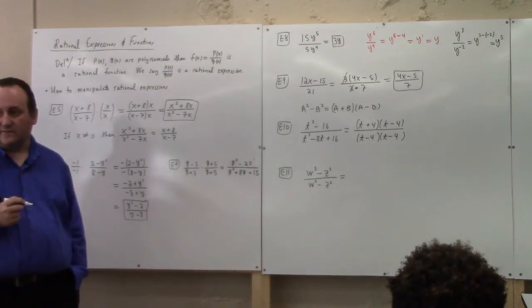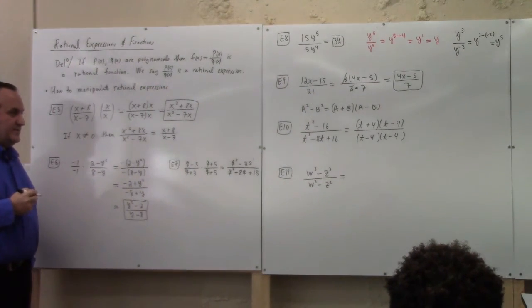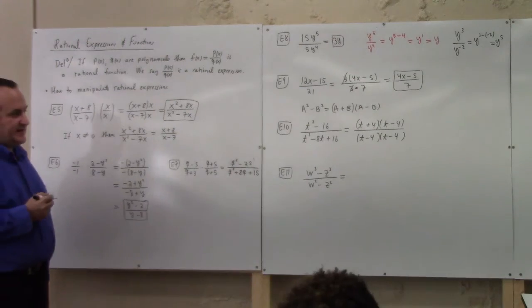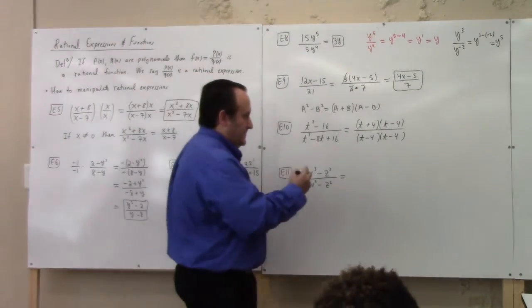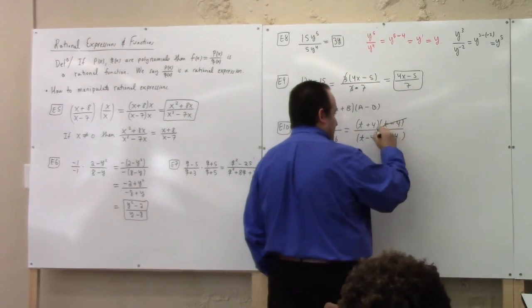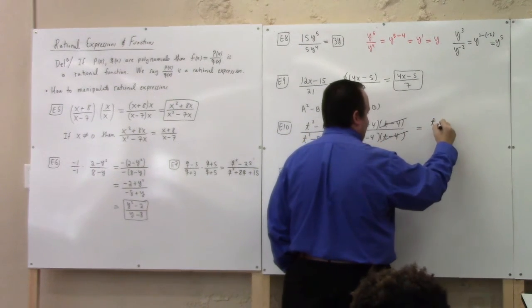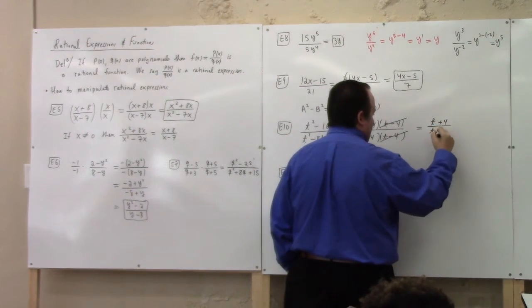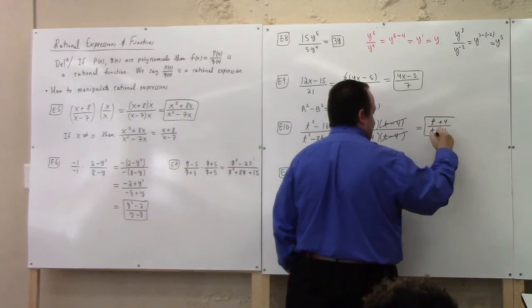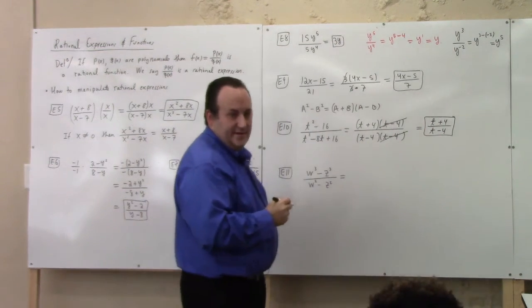Aha, look, so we found the commonality between the numerator and the denominator. What is it? It is t minus 4, right? So we cancel these, and what do we get? t plus 4 over t minus 4, and that is the answer.